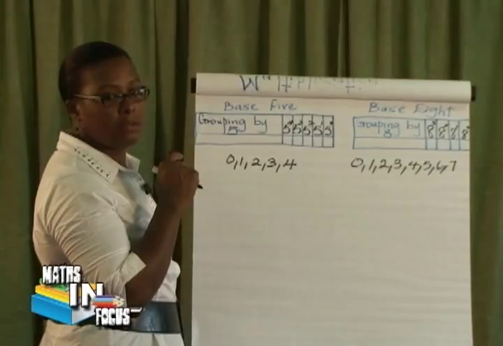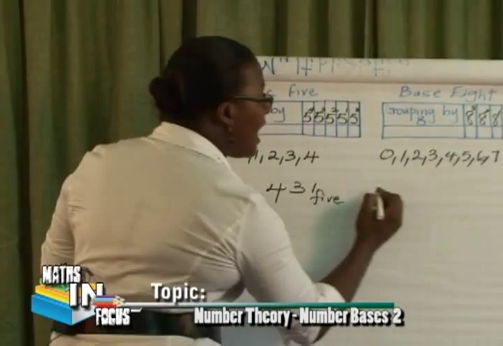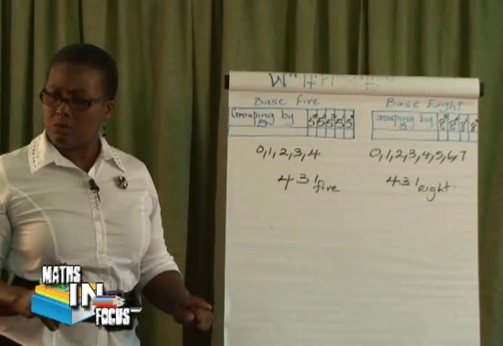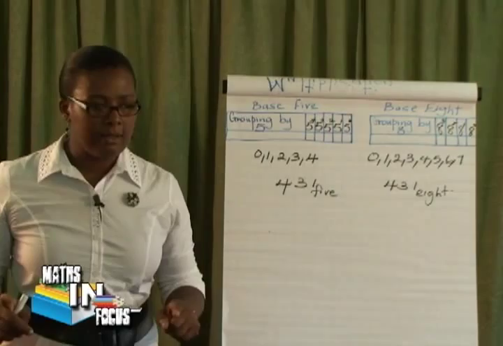Now we want to compare base 5 numbers and base 8 numbers. So let us say we have 4, 3, 1 base 5, and we have 4, 3, 1 base 8. And we want to know, of those two, which is the larger? Can we look at them immediately and determine that? No, we can't. Remember when we were comparing base 2 and base 10? We couldn't. So what did we do then?